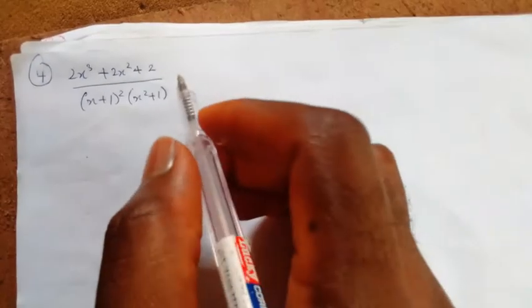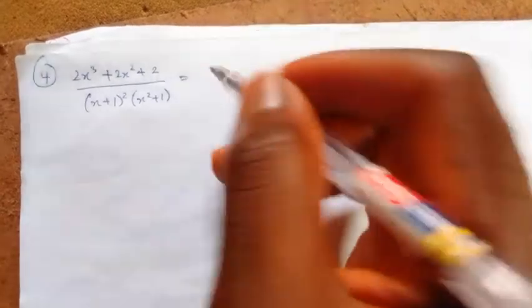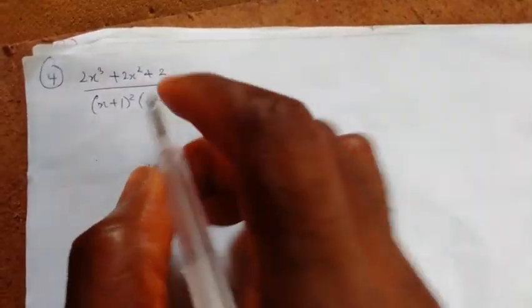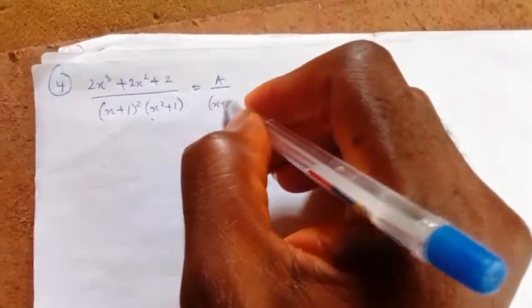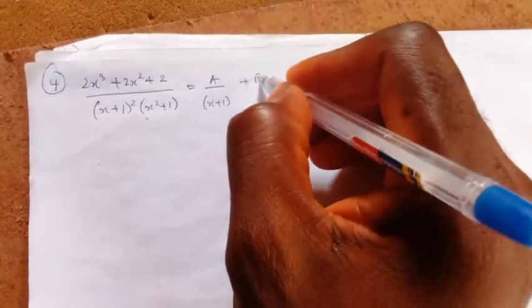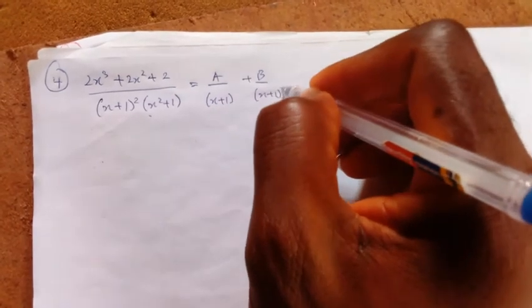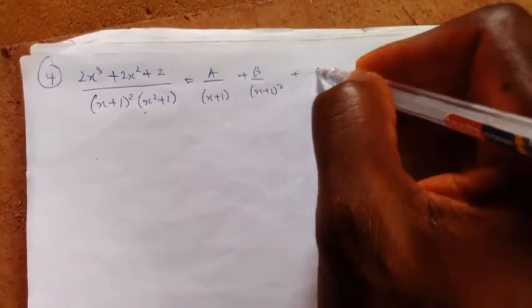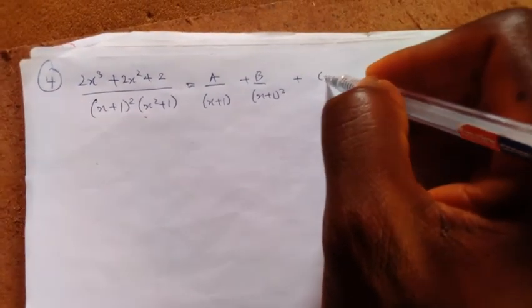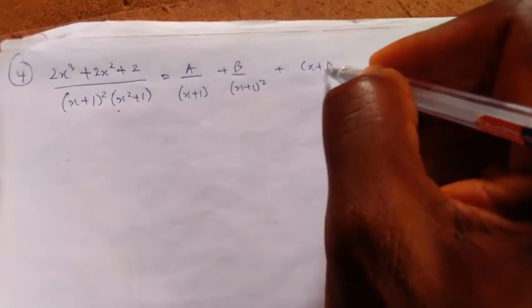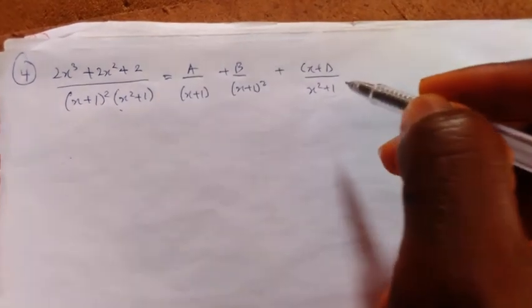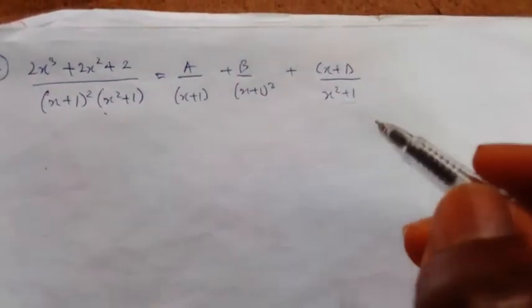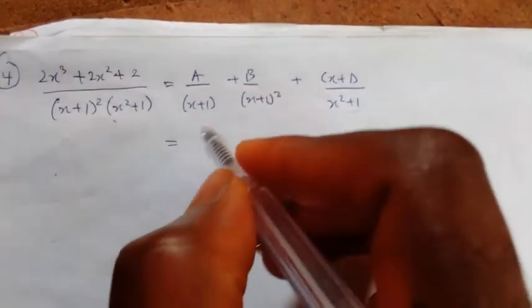Now, remember, in our partial fraction class, we looked at the way we are going to break this down, which, if you can recall, we're going to have this as A over x plus 1, plus B over x plus 1 all squared, plus Cx plus D over x squared plus 1. Why? Because this is not factorizable. Okay, so if you cannot remember, please go and check my video on partial fractions.